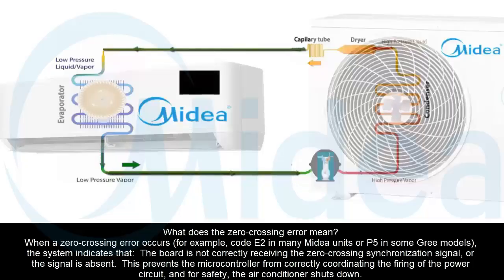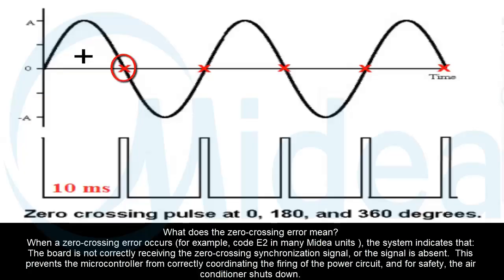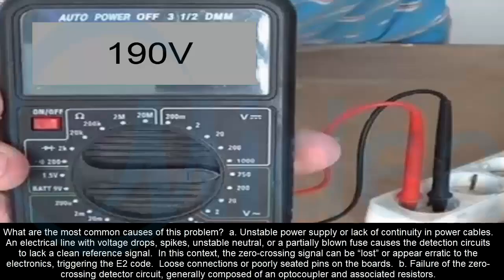What does the zero crossing error mean? When a zero crossing error occurs, for example code E2 in many Midea units, the system indicates that the board is not correctly receiving the zero crossing synchronization signal or the signal is absent. This prevents the microcontroller from correctly coordinating the firing of the power circuit, and for safety, the air conditioner shuts down. What are the most common causes of this problem?